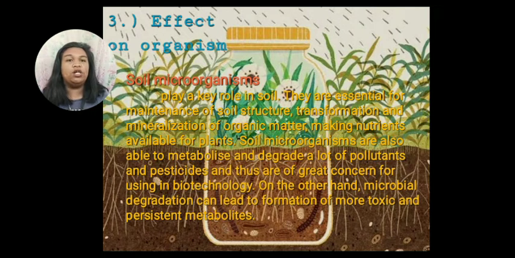Third, effects on organisms. Soil microorganisms play a key role in soil. They are essential for maintenance of soil structure, and for transformation and mineralization of organic matter, making nutrients available for plants. Soil organisms are also able to metabolize and degrade a lot of pollutants and pesticides, and those are of great concern for use in biotechnology. On the other hand, microbial degradation can lead to formation of more toxic and persistent metabolites.